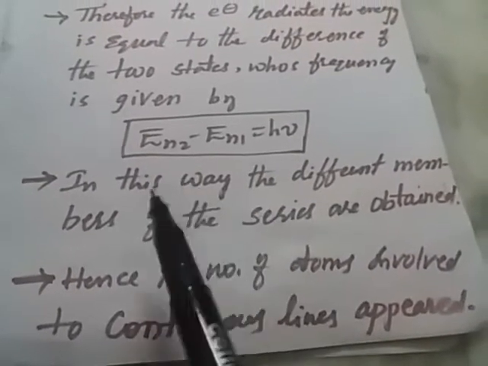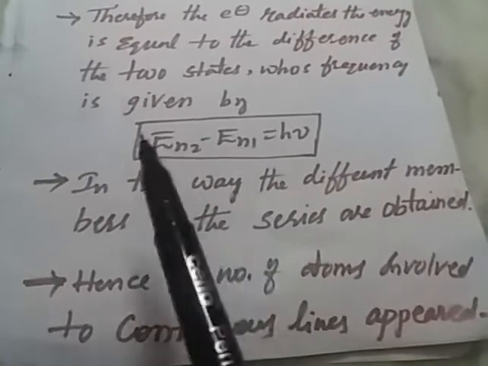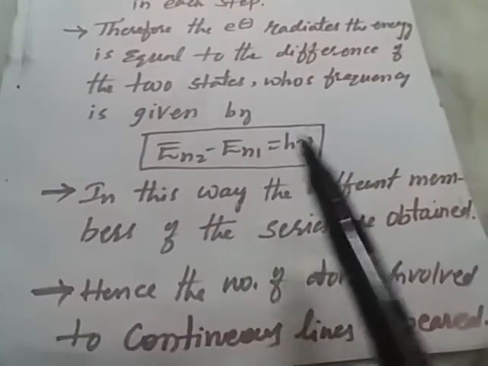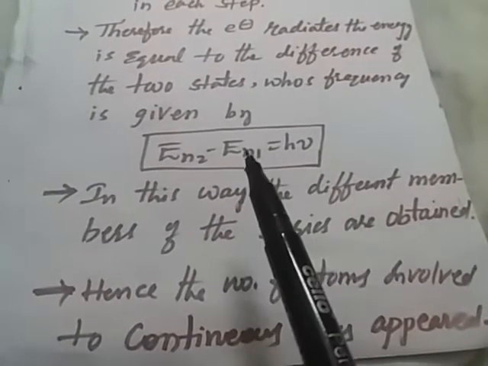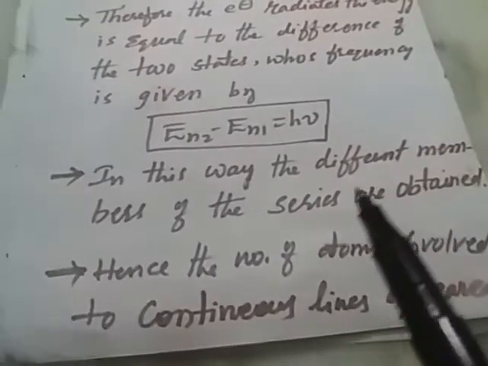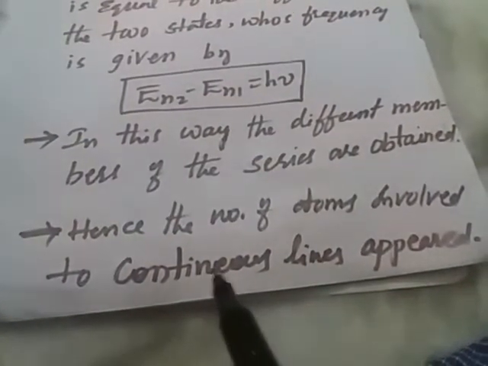So how the first and second members can be produced: the energy difference is equivalent to the frequency of the photon, or energy packet. This is the main concept by which the first and second members of the series are obtained. Hence, due to the number of atoms involved, continuous lines appear.